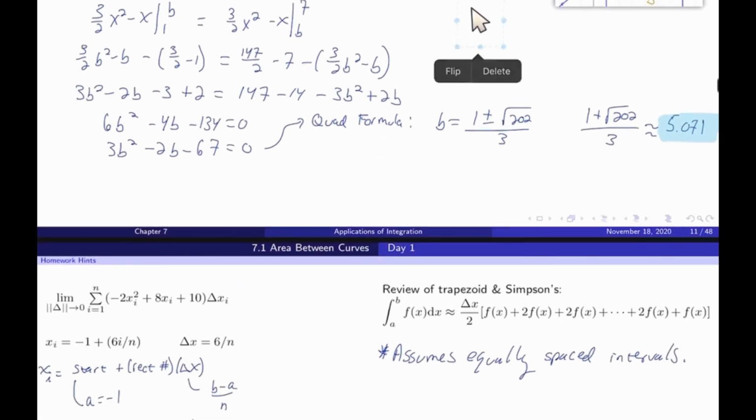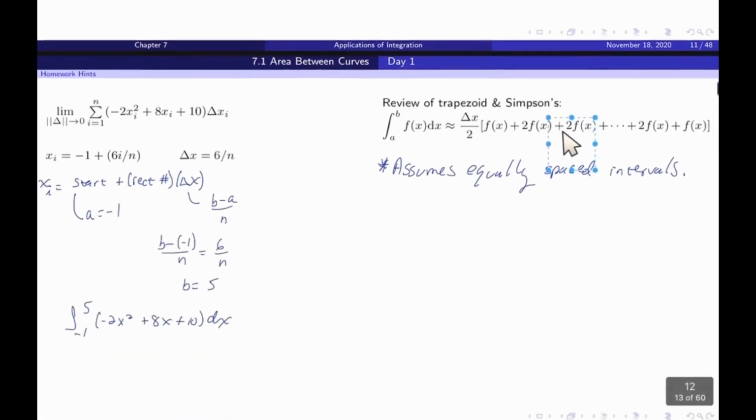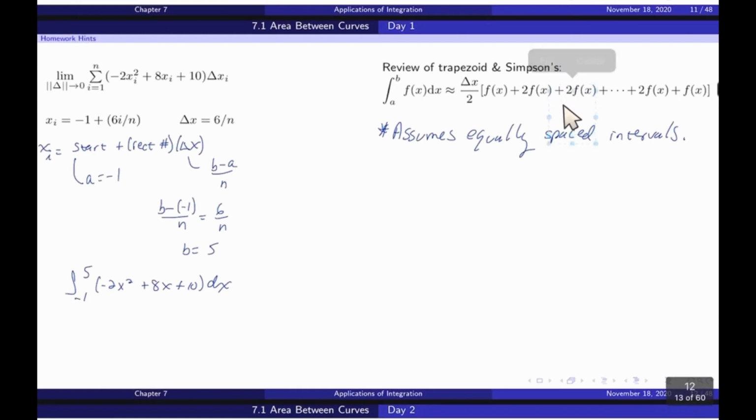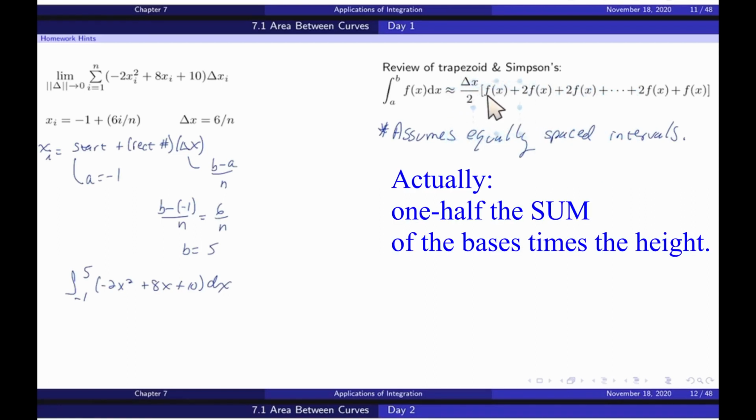And then lastly, you're going to see a couple of old review questions in your homework. So this is just a review of some stuff. First, on the right, the review of the trapezoid and Simpson's rule. This is delta x over 2, f of x0 plus 2 f of x1 plus 2 f of x2, all the way down to the end, and then the last one is back to a 1. This assumes that you have equally spaced intervals, and what this is calculating is 1/2 base times height. The height is the f values, 1/2 is right here, and your base is delta x.